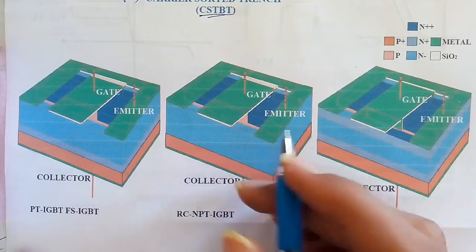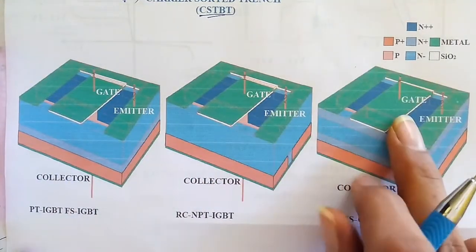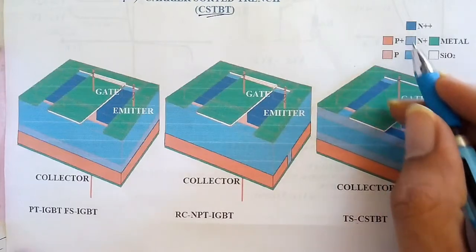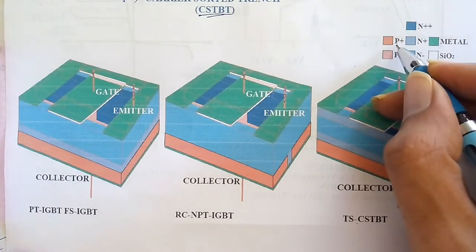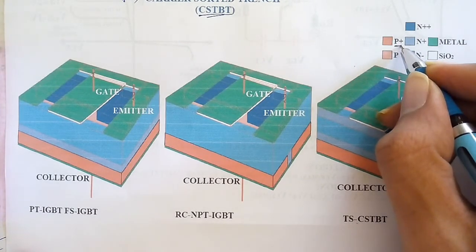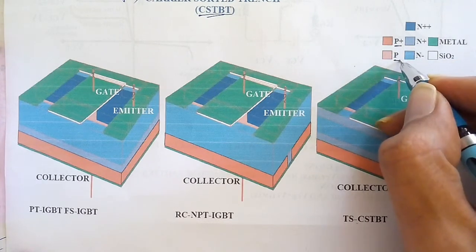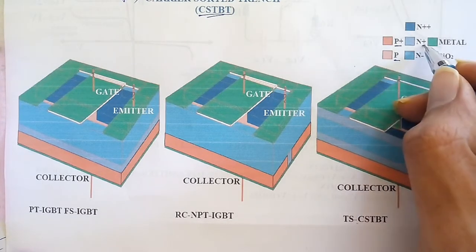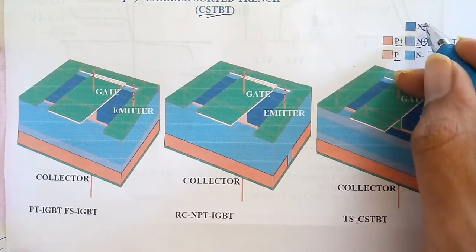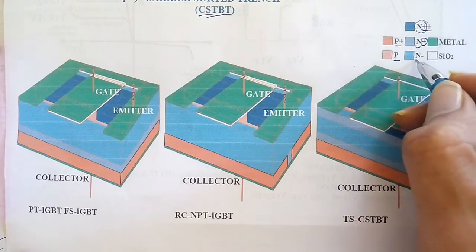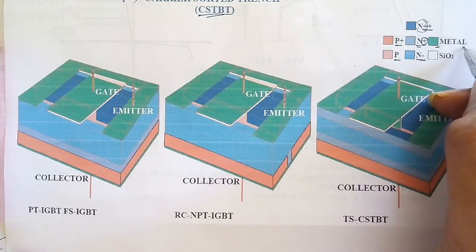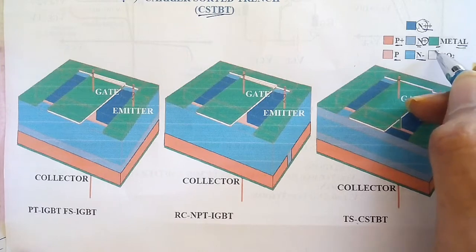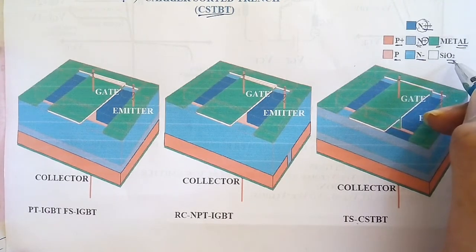Moving to construction of IGBT, before we study the 3D representations, let's look at this part to know which color represents what type of semiconductor layer. If we observe, while P plus indicates P-type, which is heavily doped, P indicates P-type with moderate doping. Similarly, N plus indicates N-type, which is heavily doped, while N plus plus indicates very heavily doped N-type material, and N minus represents lightly doped N-type. Here, green color indicates the metal used for contacts, while the white layer indicates silicon dioxide insulator layer.